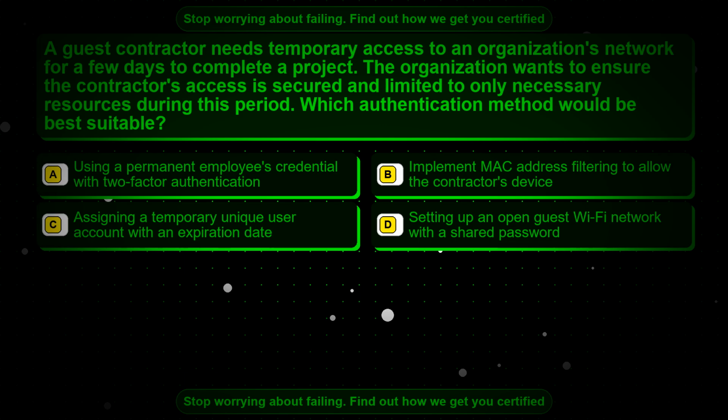Question 7. A guest contractor needs temporary access to an organization's network for a few days to complete a project. The organization wants to ensure the contractor's access is secured and limited to only necessary resources during this period. Which authentication method would be best suitable? Option A, using a permanent employee's credential with two-factor authentication. Option B, implement MAC address filtering to allow the contractor's device. Option C, assigning a temporary unique user account with an expiration date. Option D, setting up an open guest Wi-Fi network with a shared password.